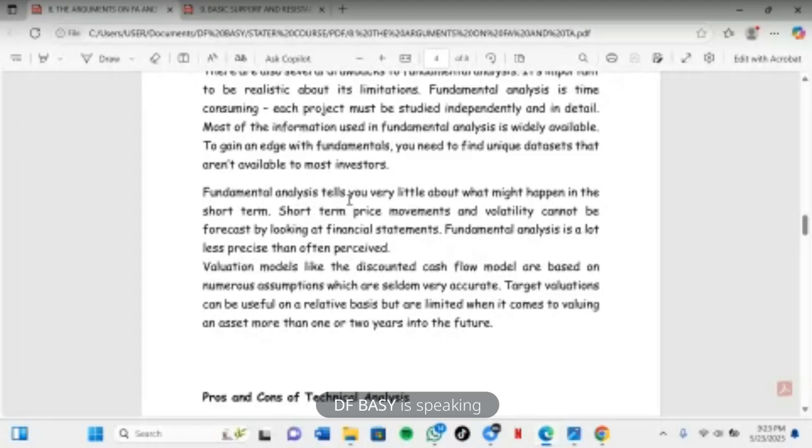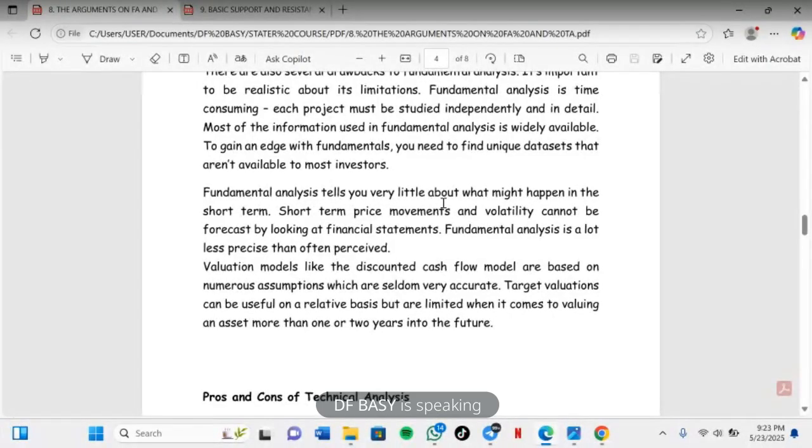Fundamental analysis tells you very little about what might happen in the short term. Short-term price movements and volatility cannot be forecasted by financial statements. That's what I was telling you. The hedge funds look at fundamental analysis because they're analyzing for the long term. You cannot use fundamental analysis to analyze for the short term. You use TA to analyze short-term price movements, right?